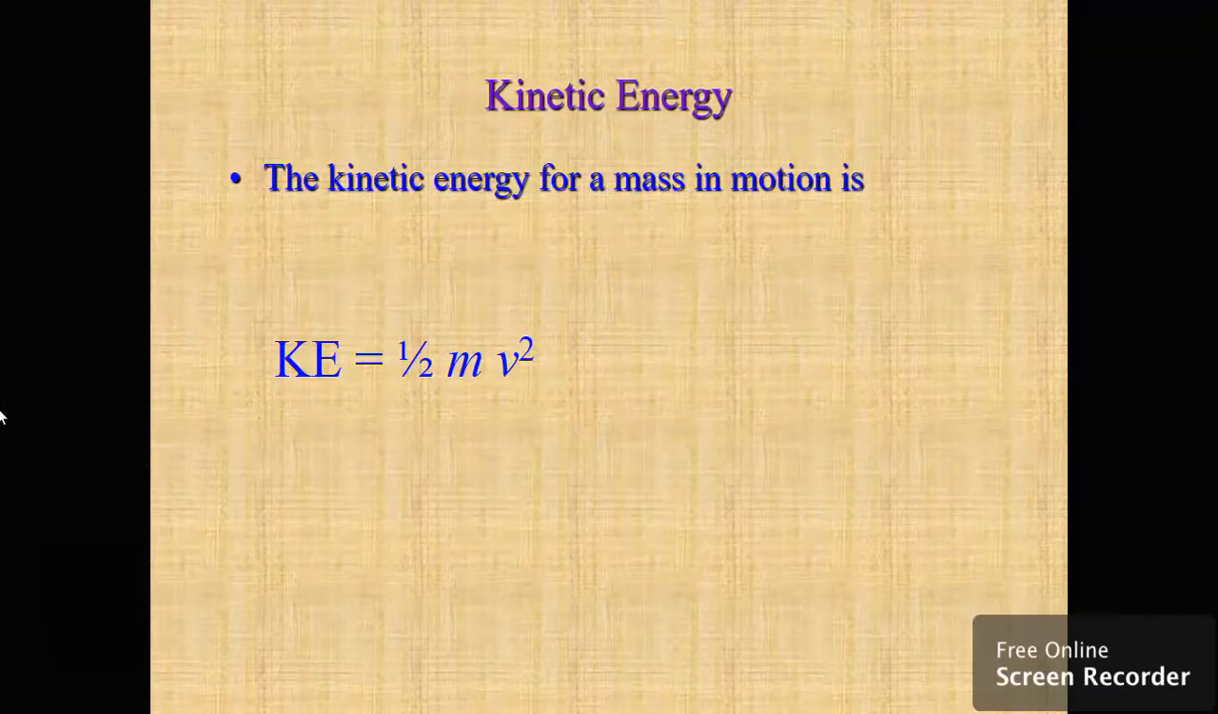And how do we figure out how much kinetic energy something has? Well, we have an equation. Kinetic energy equals 1/2 the mass times the velocity squared. You should write that down in your notebook. Oh, wait, you don't need to write it in your notebook because I'm giving you the notes. So if you have that open, you'll see that in there.